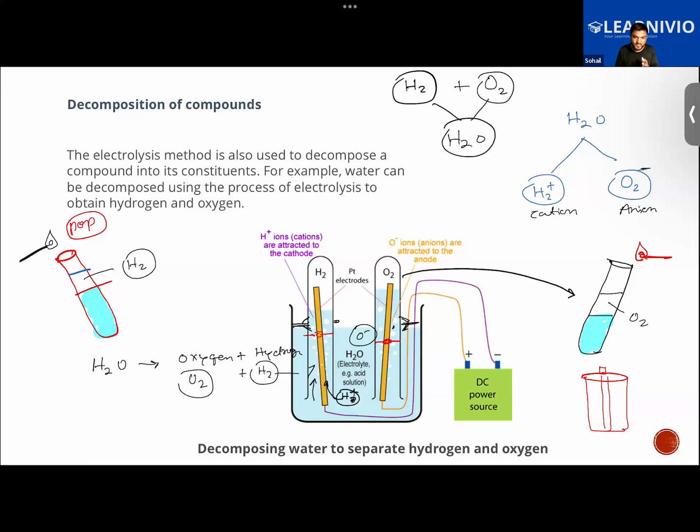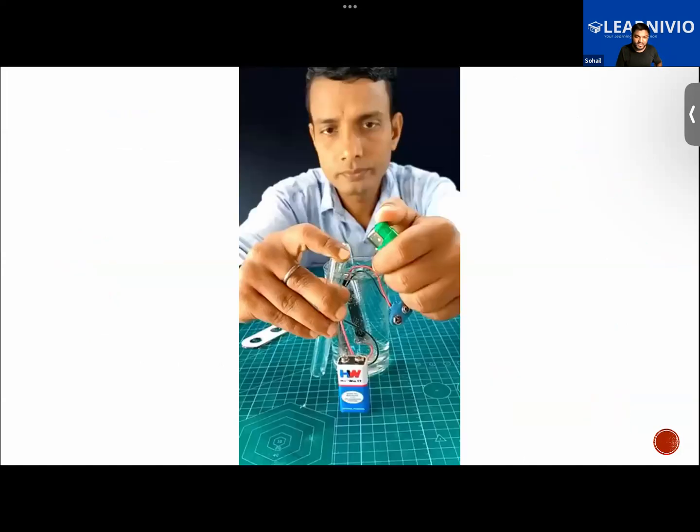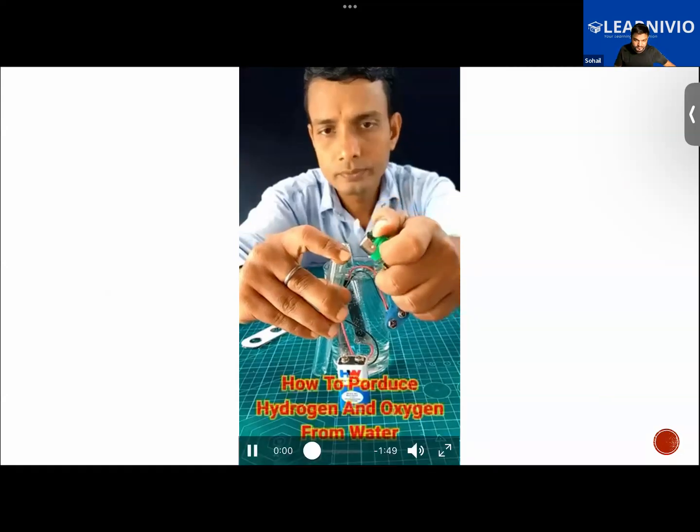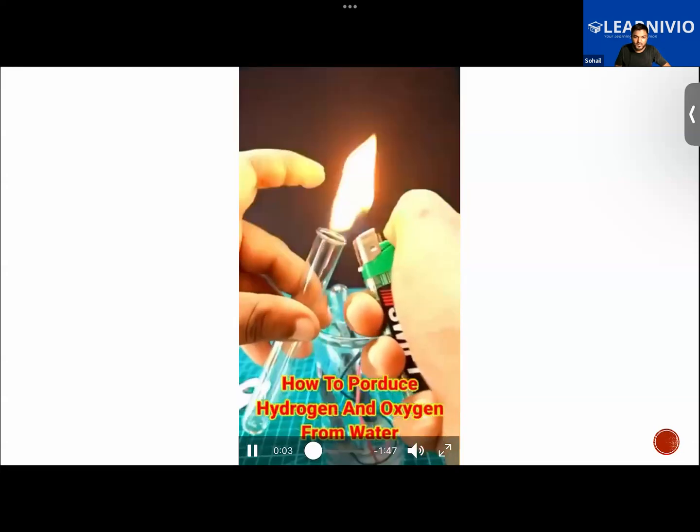This man has explained how via the process of electrolysis, water can be broken into hydrogen gas and oxygen gas. Okay, now just have a look at this. Almost all the material he has used would be available either in the nearby shops, some of them you can get from the laboratory or from a chemistry shop, the shops that would be selling laboratory equipment. So just look at this.